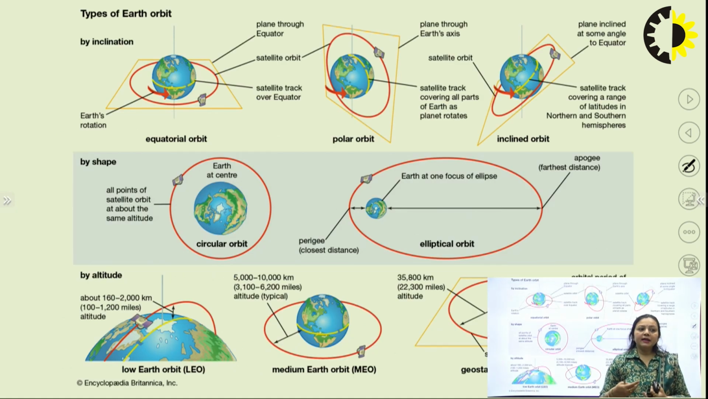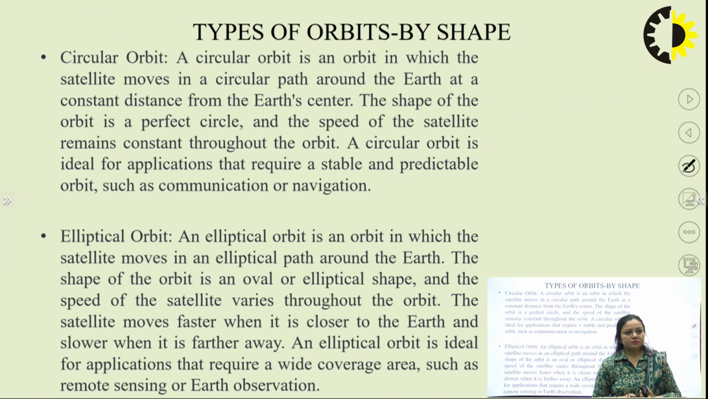Next, we can classify it as per the shape. If the path or the orbit in which my satellite is rotating is circular in shape, we call it a circular orbit, and if the orbit is shaped like an ellipse, it is an elliptical orbit. So, by shape we have classified into circular and elliptical orbit.